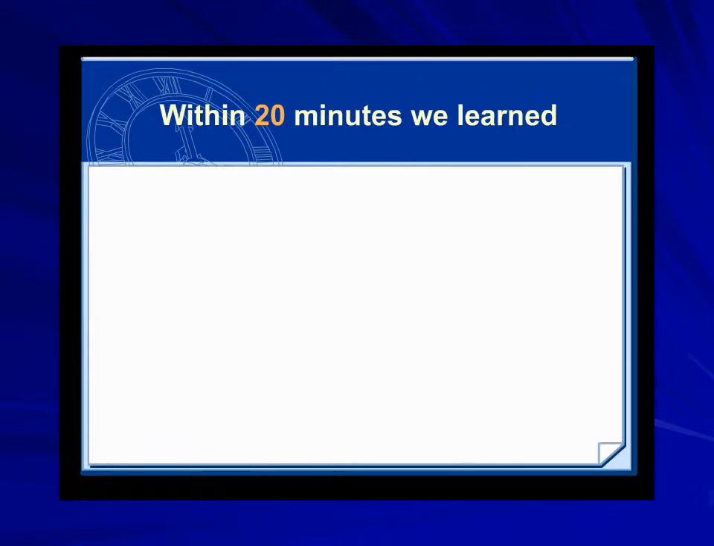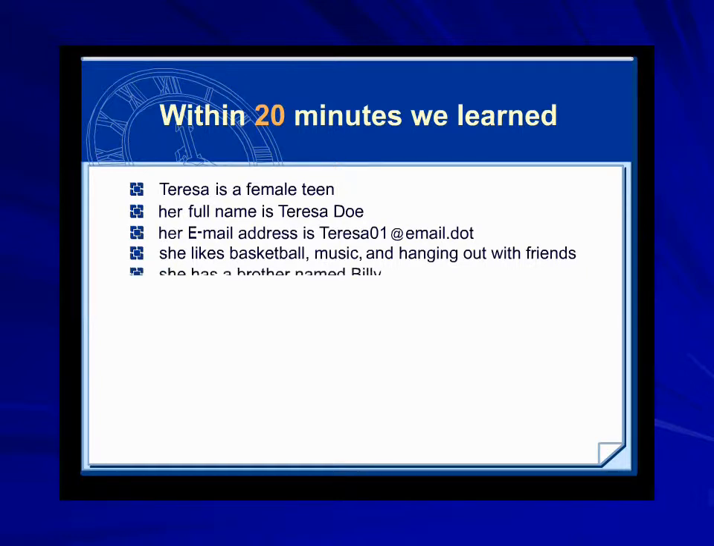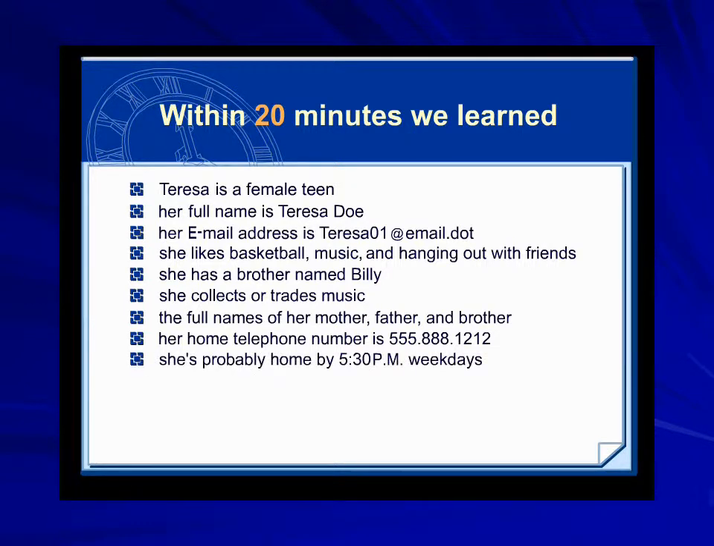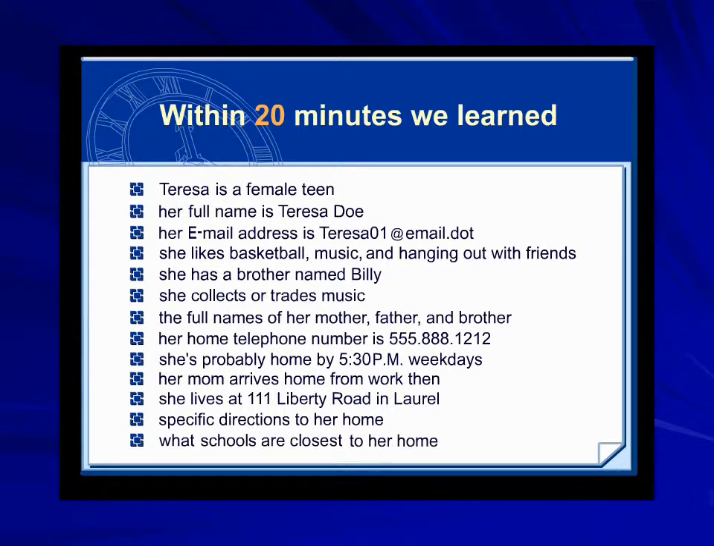Let's review what we've discovered about her in that short time. We know that she is a female teen. We know her full name is Teresa Doe. Her email address is teresa01@email. She likes basketball, music, and hanging out with friends. She has a brother named Billy. She collects or trades music. We know the full names of her mother, father, and brother. We know her home telephone number is 555-888-1212. We know she's probably home by 5:30 p.m. on weekdays. Her mom gets home from work by 5:30. She lives at 111 Liberty Road in Laurel, to which we were able to get specific directions. And finally, we know what schools are closest to her home.